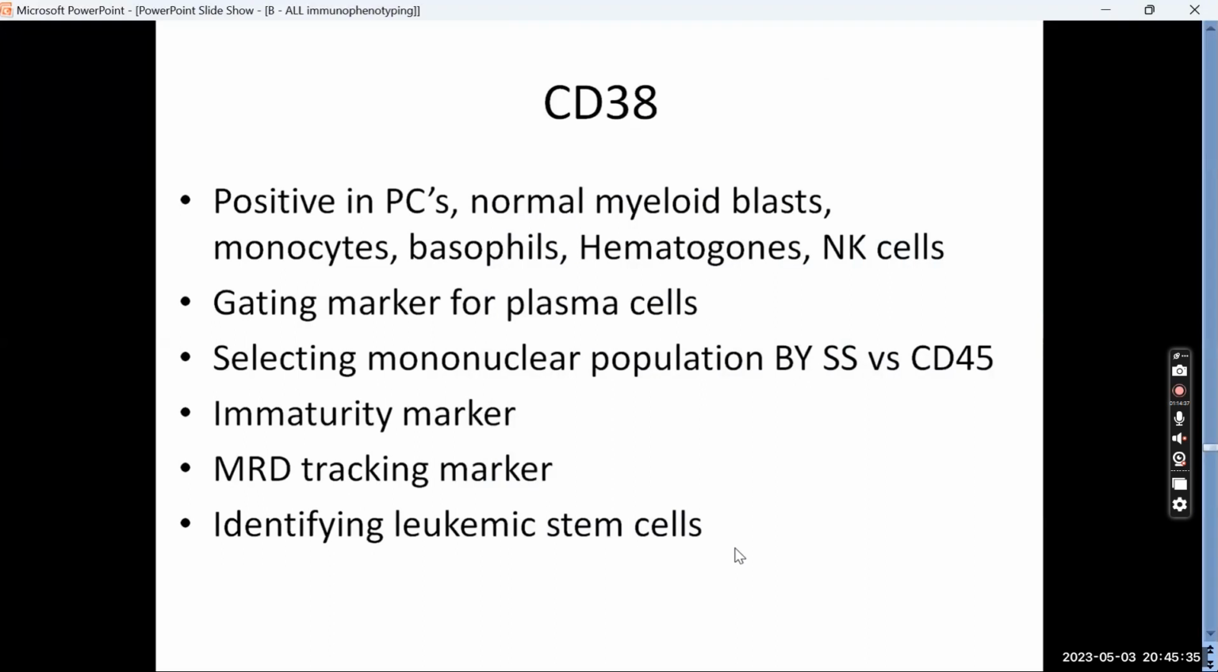Okay, any doubts? This may appear a bit difficult to you. Don't worry, we'll go on to analysis so you can understand. Basically, you need to differentiate leukemic cells from hematogones, and that is the reason why I'm discussing all these things. In diagnosis it may not be so important, but in MRD this is very important.